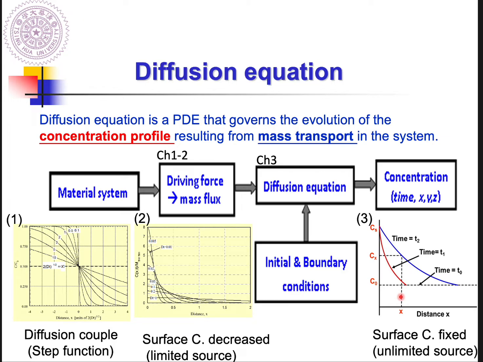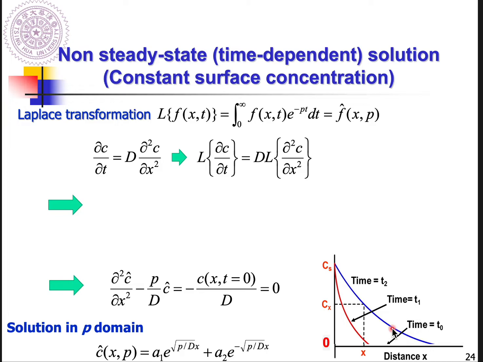Okay, so let's move to case 3. This is an unlimited source, and the characteristic in this case is that the surface concentration Cs is fixed, or kept constant, during the diffusion process. This Cs does not change with time. In order to get the concentration profile for case 3, your textbook actually introduces a Laplace transformation method to solve the concentration profile.